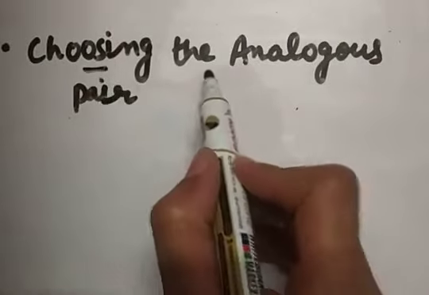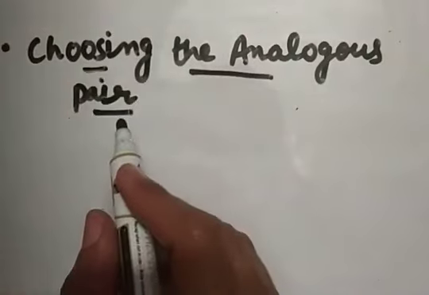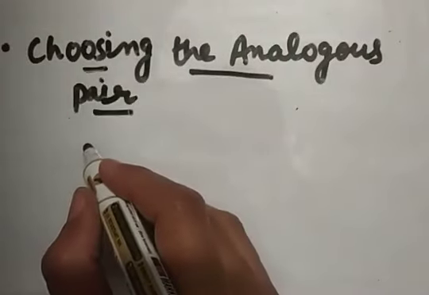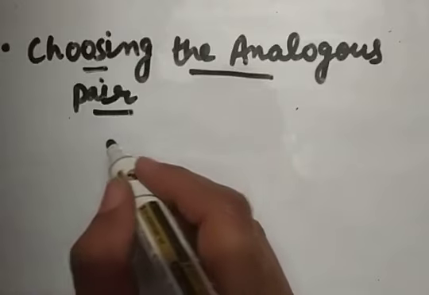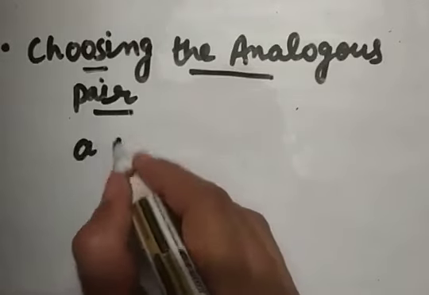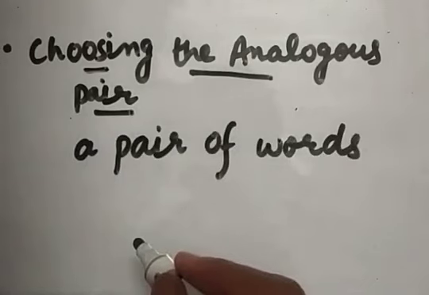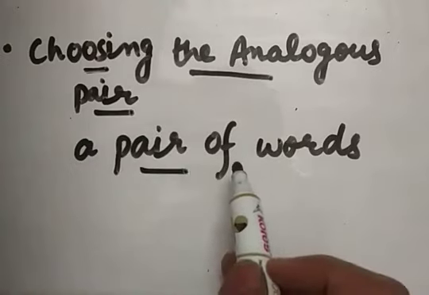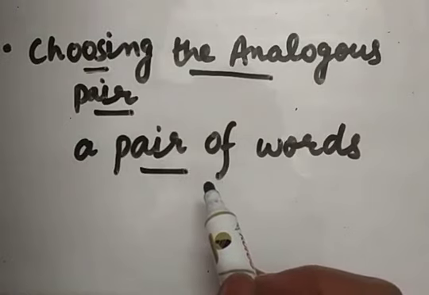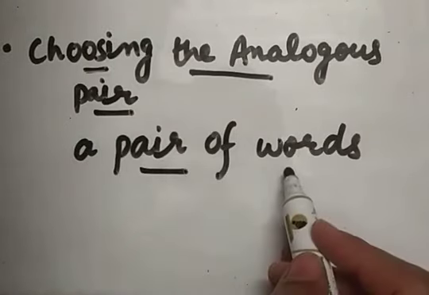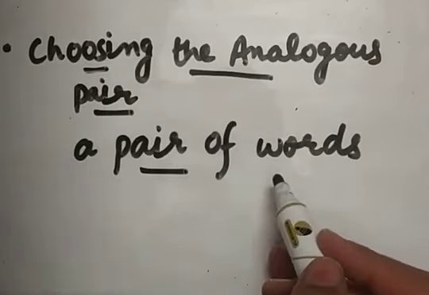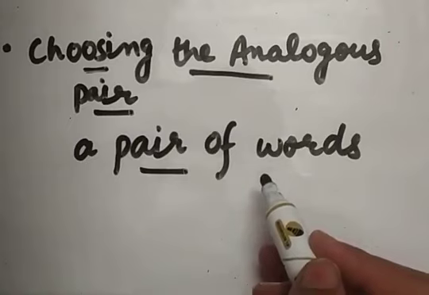So, the topic is choosing the analogous pair. Dear children, in these types of questions, a pair of words is given followed by 4 pairs of words as alternatives. We are supposed to choose the pair in which the words bear the same relationship to each other as the words of the given pair bear. So we need to identify first the relationship between the given pair of words. Then on the basis of the same relationship, we need to choose the best alternative.